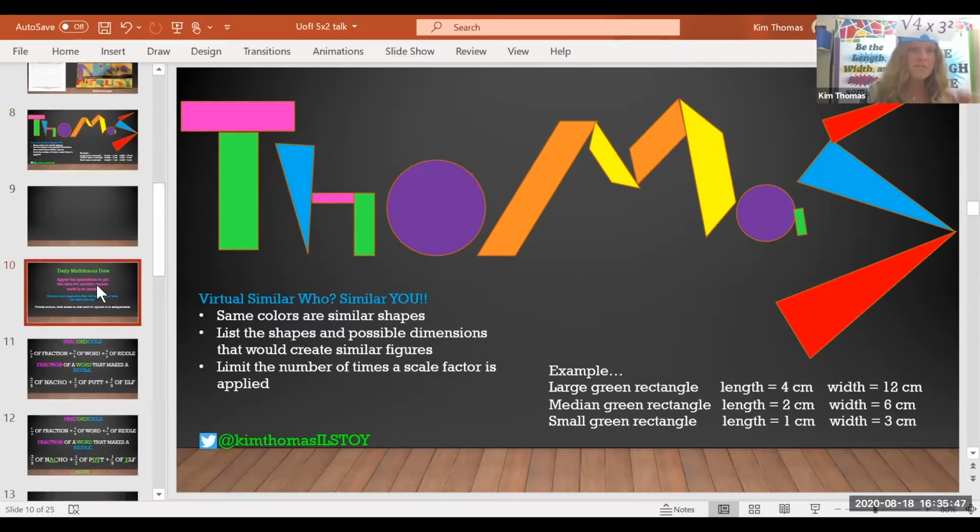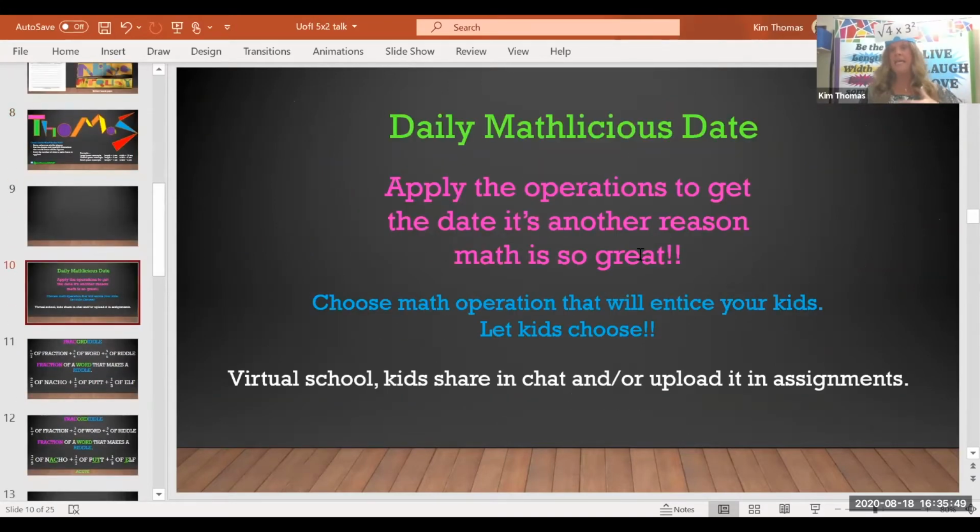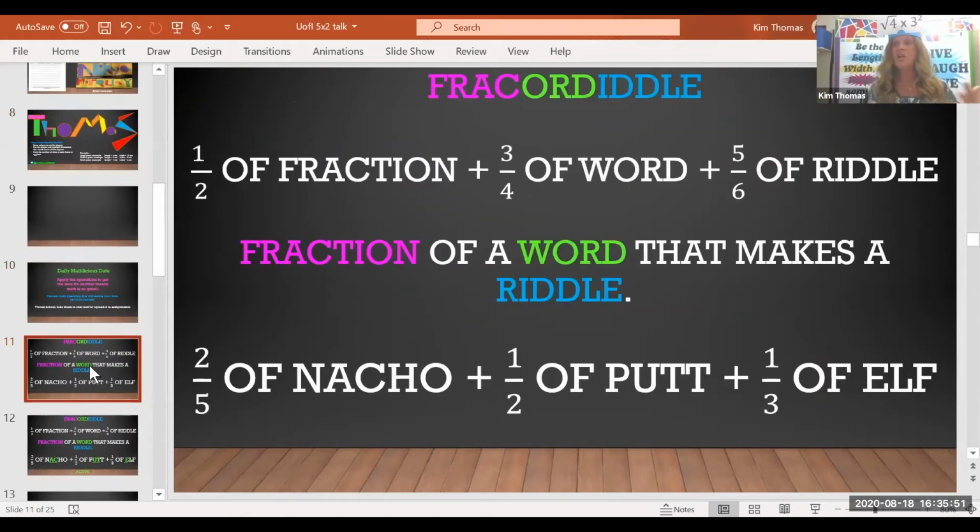The apply the operation to get the date works really well. And you never know, the kids don't always show up to the Teams meeting at the same time. So this is called a FRACORDIDDLE, where they can think about what the answer is and then put their answer in the chat. A FRACORDIDDLE is a fraction of a word that makes a riddle. So half of FRACTION is F-R-A-C, 3/4 of WORD is O-R-D, and 5/6 of RIDDLE is IDDLE. And who doesn't want to say FRACORDIDDLE?